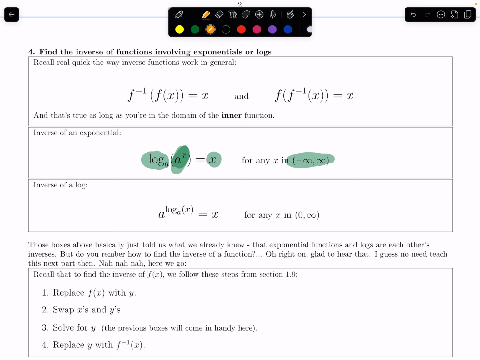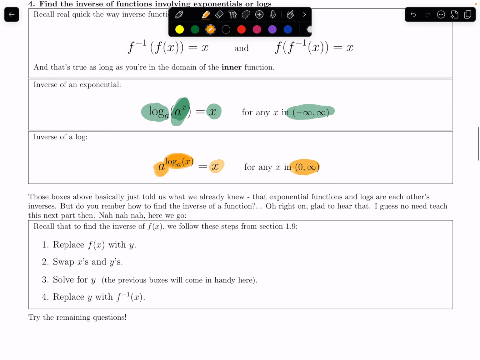Okay, what about the log? Inverse of a log. This is the log function here. If I take a to that power, that's the inverse action. a to the log of x, then I get x back. That's for anything in the domain of log, which is 0 to infinity. We've been talking about that, so I'm not going to belabor that point. Okay, so we already knew that, right? That's just a review.